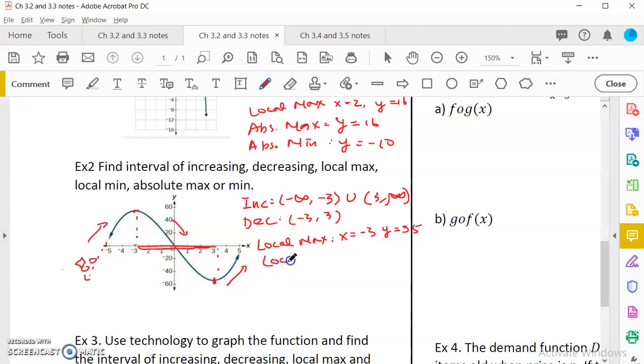We don't have another mountain, we have a valley. So we say this is a local min. Local min is at x equal to 3. At x equal to 3, y is negative 55. I think it's 55, or maybe it's 50. Let's say 50 then. Is there any absolute highest point or lowest point? No, because this would go down all the way. This goes down. No absolute max and min.